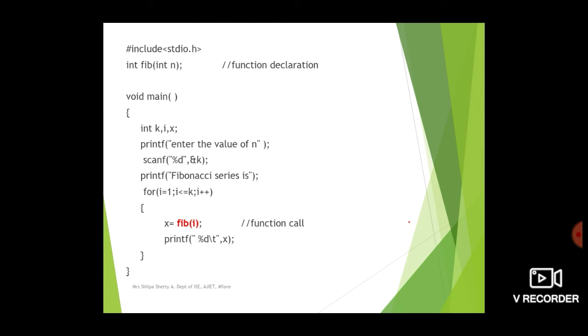So I hope this is clear. We are reading the value of k, then we will write a for loop to find the Fibonacci series, the Fibonacci value of each particular position in the series.